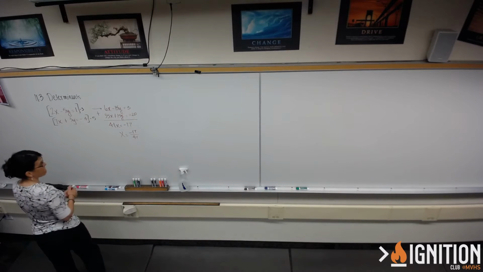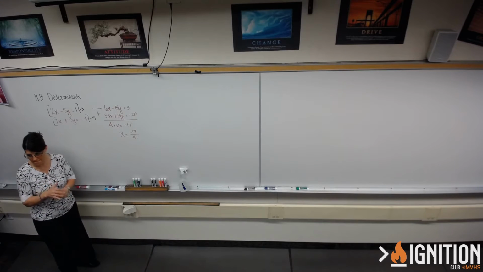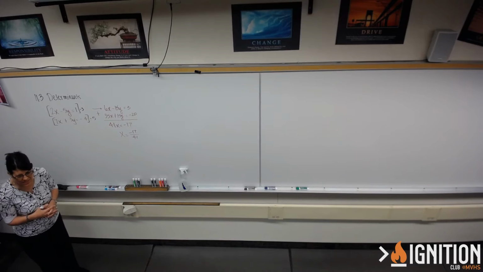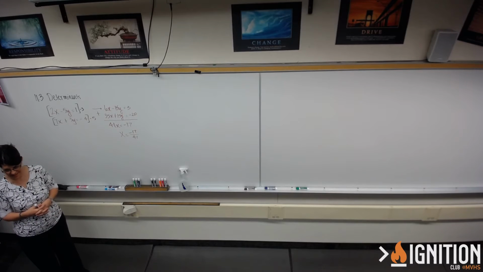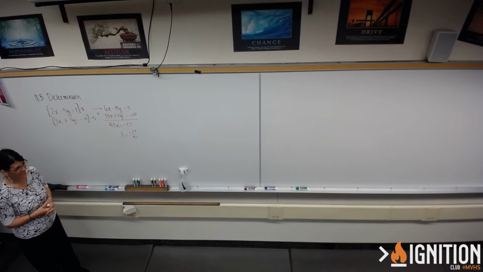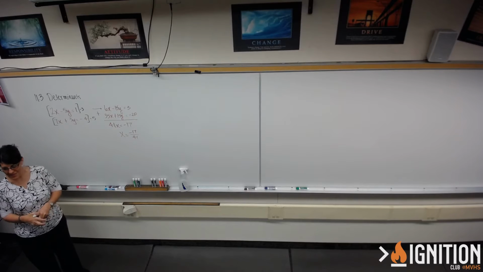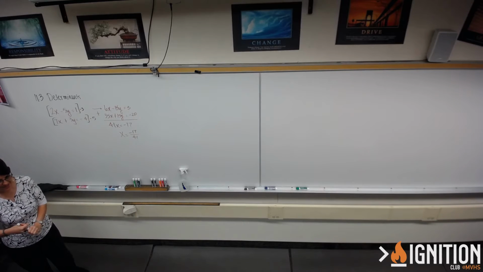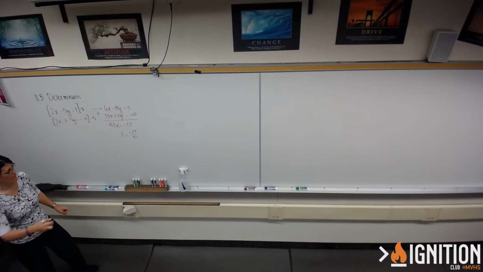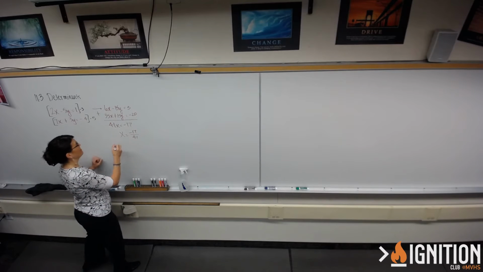What'd you get? Negative 75 over 205, then you simplify. No, you can't simplify that. Plug in. Someone please tell me what you get for y. Negative 15 over 41. Plug in.